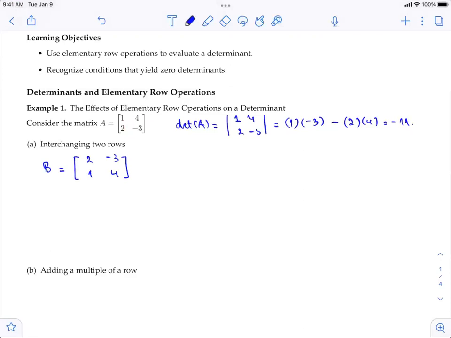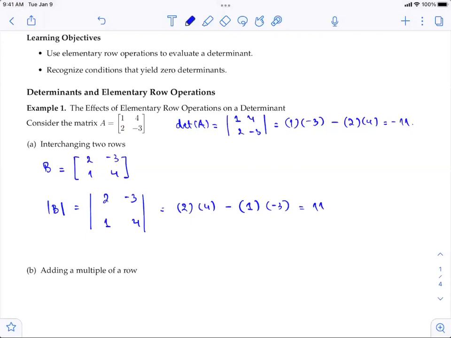And the determinant of this matrix is, right, so this notation indicates that I want to find the determinant of the matrix B. It looks like an absolute value, right? But in this particular context, this is the determinant of B. So it's equal to the determinant of the matrix 2, -3, 1, 4. This is equal to 2 times 4 minus 1 times -3, or this is equal to +11.